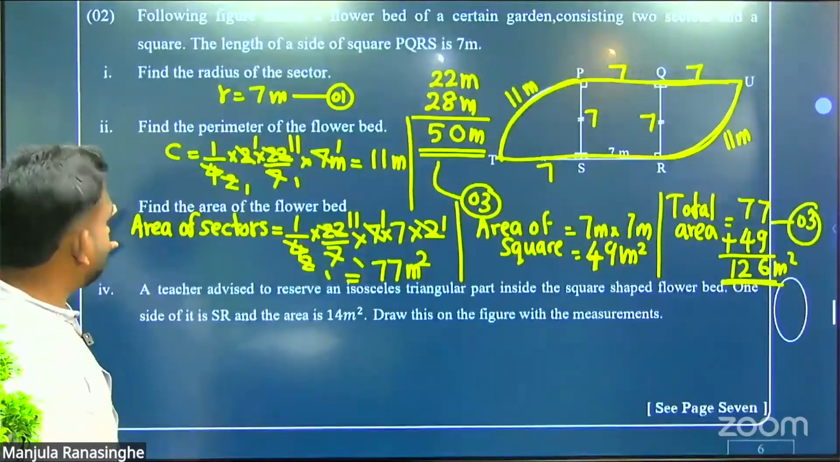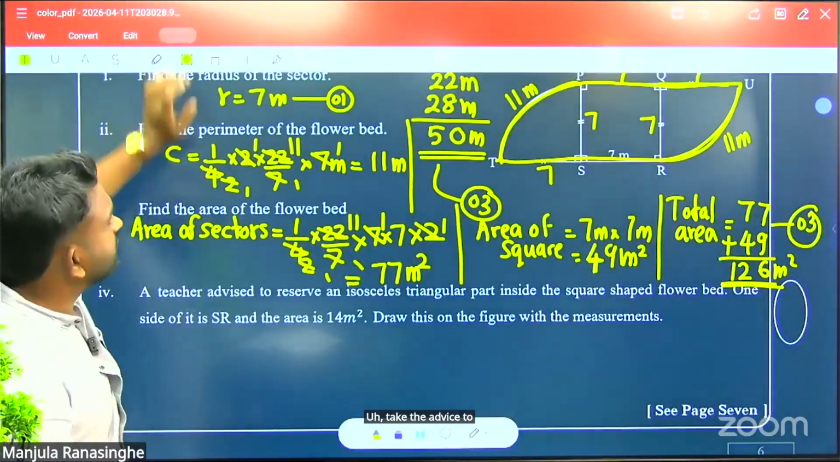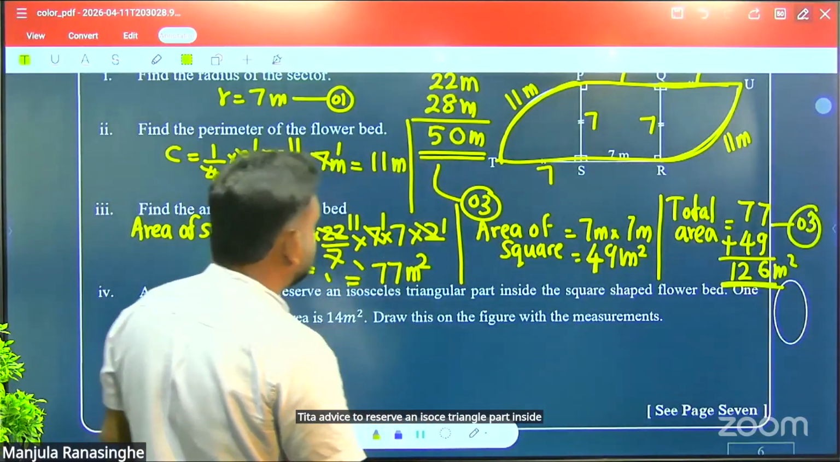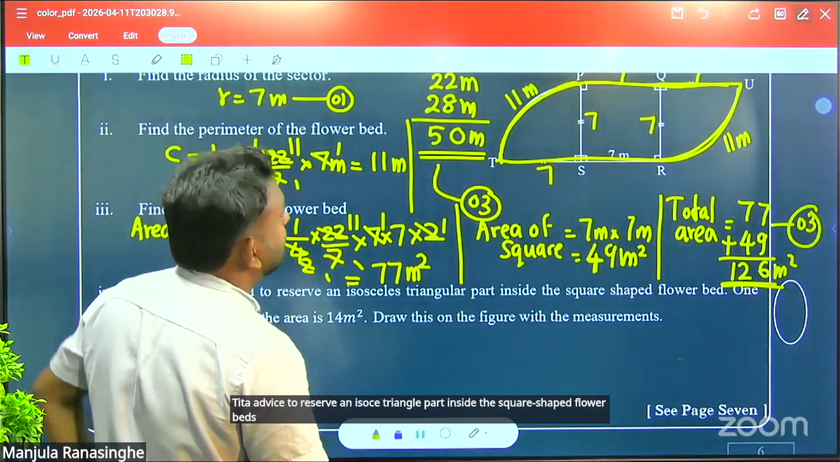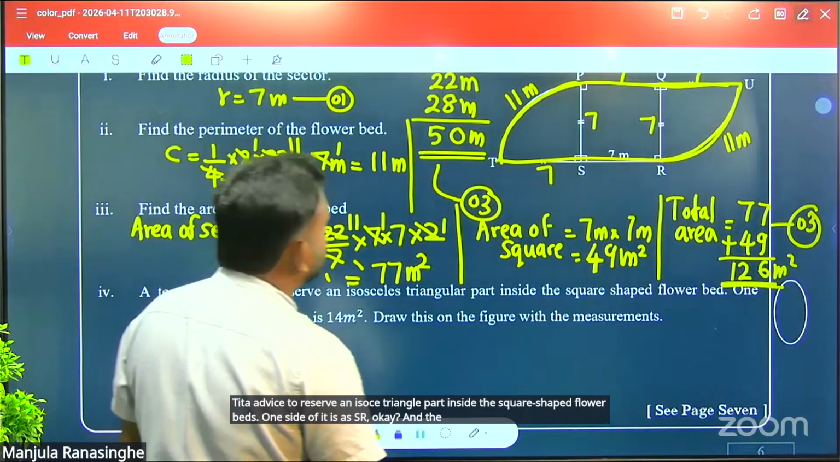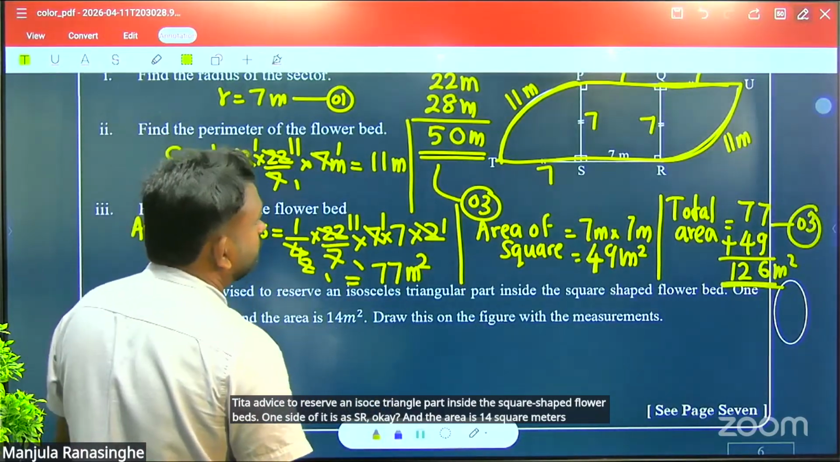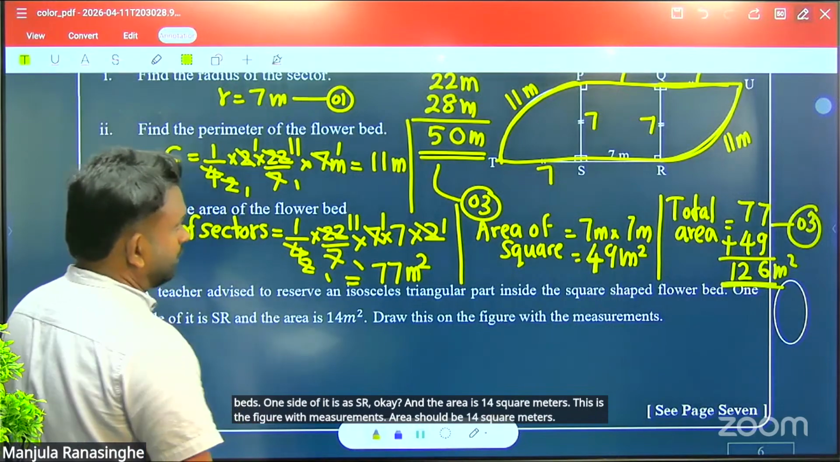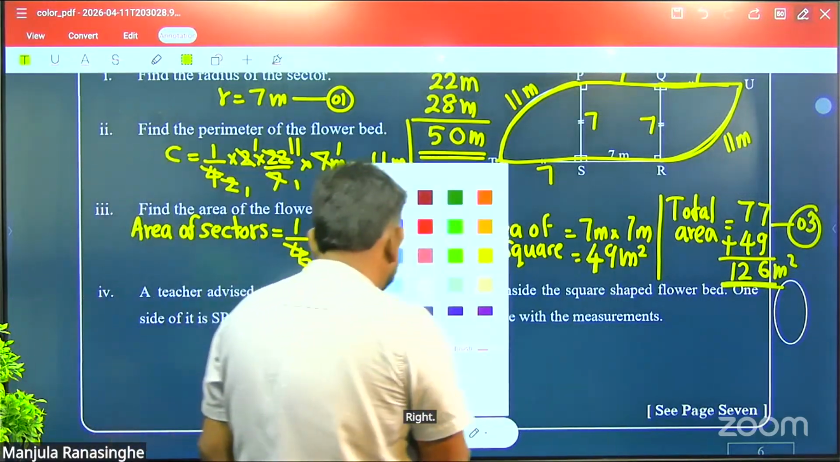A teacher advised to reserve an isosceles triangle part inside the square-shaped flower beds. One side of it is SR, and the area is 14 square meters. This is the figure with measurements. Area should be 14 square meters, right? We do not know the height.